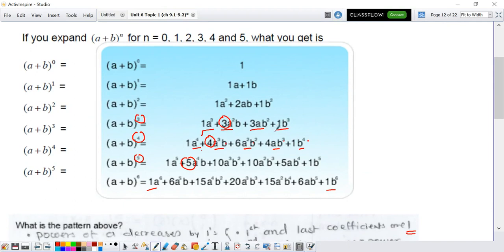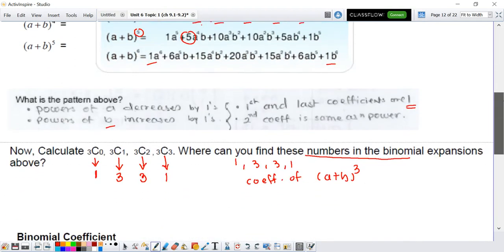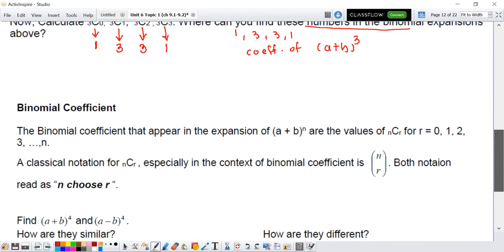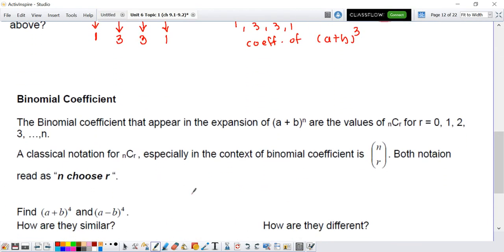So what do we call them? They are called binomial coefficients. All those coefficients of the expansion of (a plus b) to the n are nothing but the binomial coefficients. Now remember that in the previous section we talked about n choose r. We also write it with this notation, and they are nothing but the binomial coefficients.